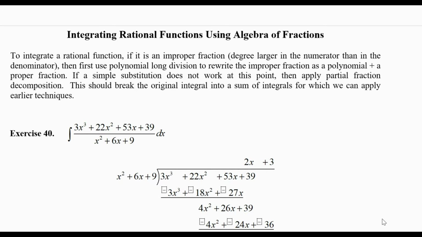In this video, we're going to talk about integrating rational functions using some algebra of fractions. So if you're going to integrate a rational function, if it doesn't work with just a straight substitution, then if it's an improper fraction, the degree in the numerator is greater than or equal to the degree in the denominator.